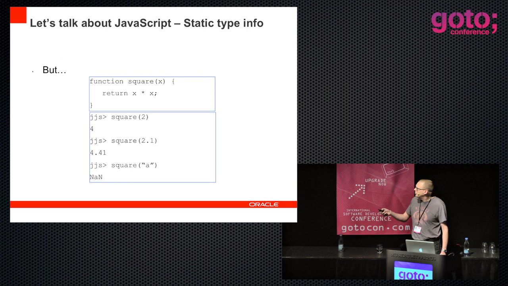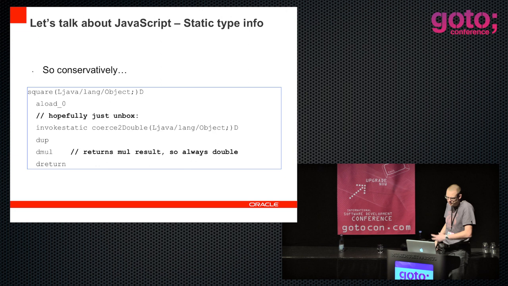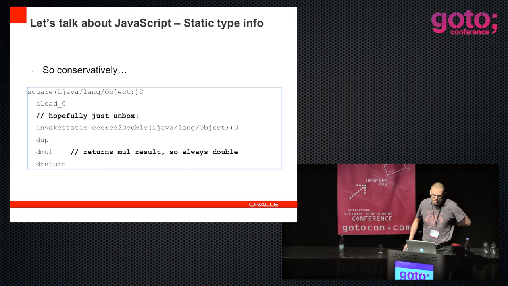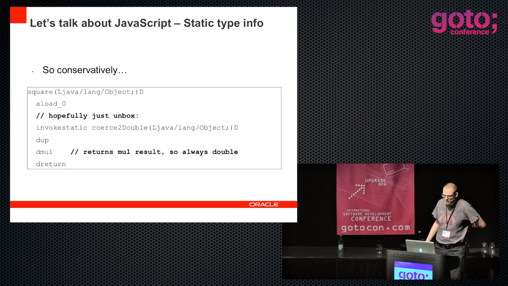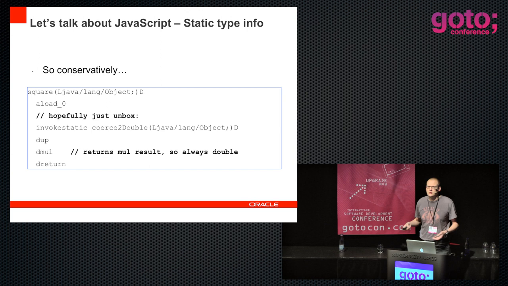We have to still be conservative to make this work. We have to make sure it takes an object. So I changed the descriptor from a double to taking an object. I load the object with an a-prefixed bytecode instruction, which deals with objects, not ints. The JavaScript spec says that before I do a multiplication, at least I can trust the multiplication to be on number operands anyway. But before I do the multiplication, I have to coerce these operands to numbers, which I represent as doubles in bytecode. So I have some coercion to double, which hopefully just takes a java.lang.Integer or a java.lang.Double that you sent in as this object and unboxes it.